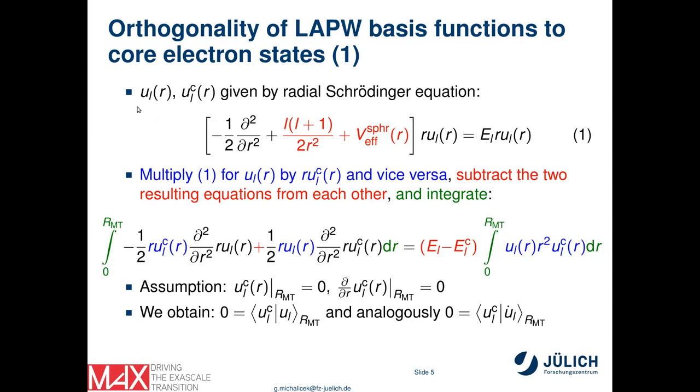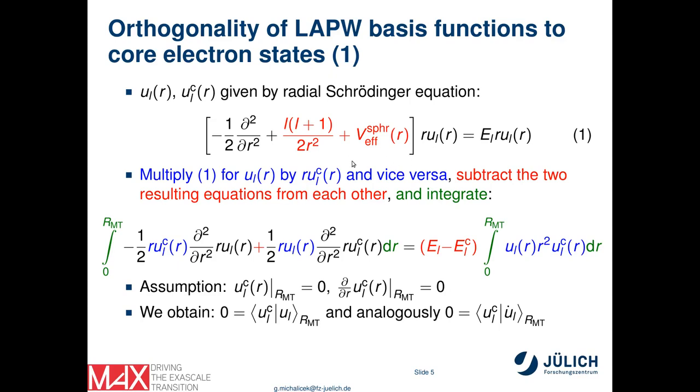So consider that you construct the wave functions, the u_l from the LAPW basis or the core electron wave functions, from some radial Schrödinger equation that we have here. Then what we do, we multiply this radial Schrödinger equation for u_l by r times u_l^c, and the Schrödinger equation for u_l^c by r times u_l.